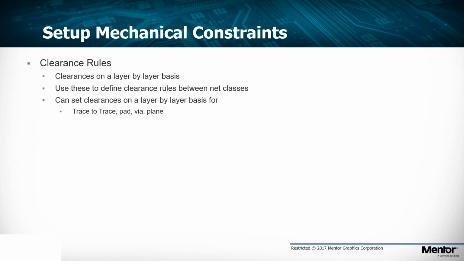So clearance rules, very easy to understand. Clearances on a layer-by-layer basis. So just clearances between trace to trace to pad, via to via, plane to plane. Those types of clearances are the types of clearances that we'll set up in the clearances section of the Constraint Manager.